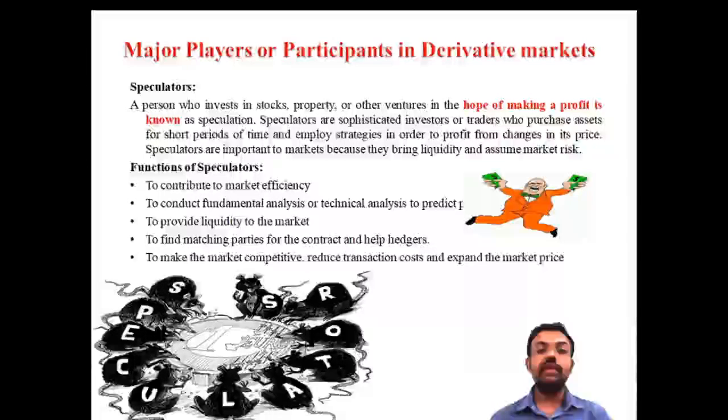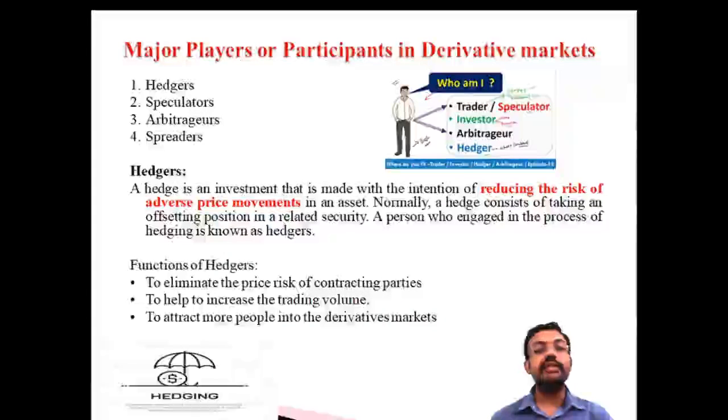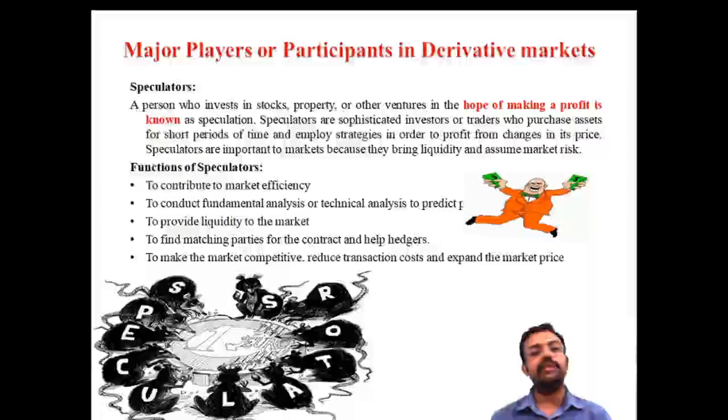So listen, who is a speculator? A speculator is a person, a sophisticated investor, for the purpose of making profit. That's a pure intention, making profit, and he is known as a speculator. And hedgers are only reducing the risk, and speculators are only for making profit. This is the second category, speculator.